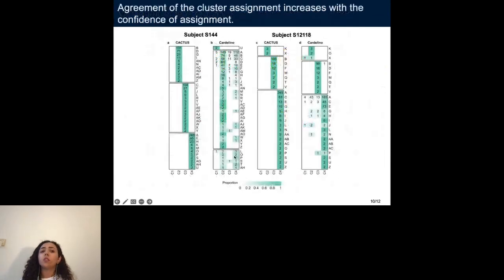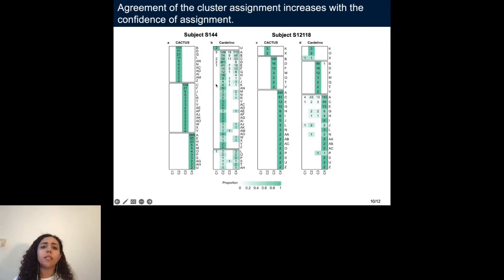And then we also compared our assignments together. We see the assignment of CACTUS and the assignment of Cardellino, and we wanted to see if we agree or not. Here you can see the columns correspond to the clones and the rows correspond to the clusters. The numbers that you can see here are the number of cells inside one cluster. So, for example, cluster B has 131 cells inside of it. And you can see the two subjects and the results of CACTUS and Cardellino.